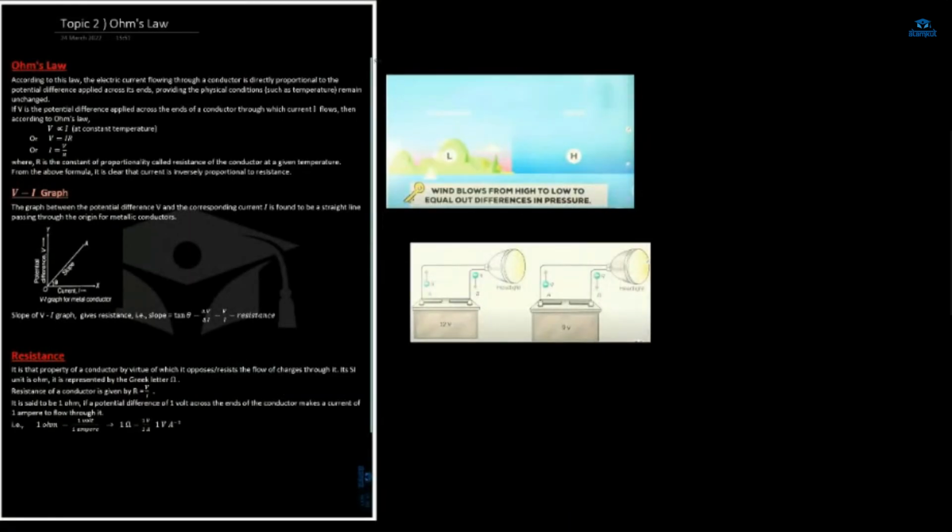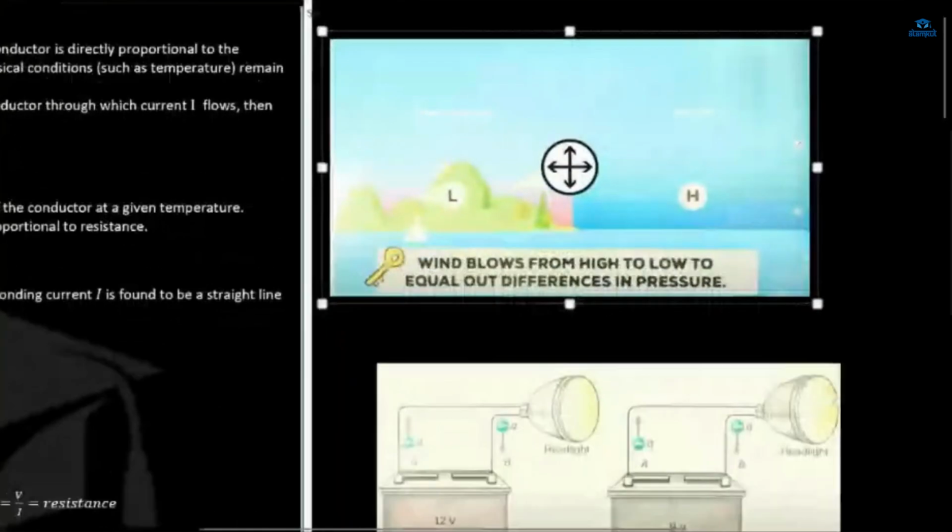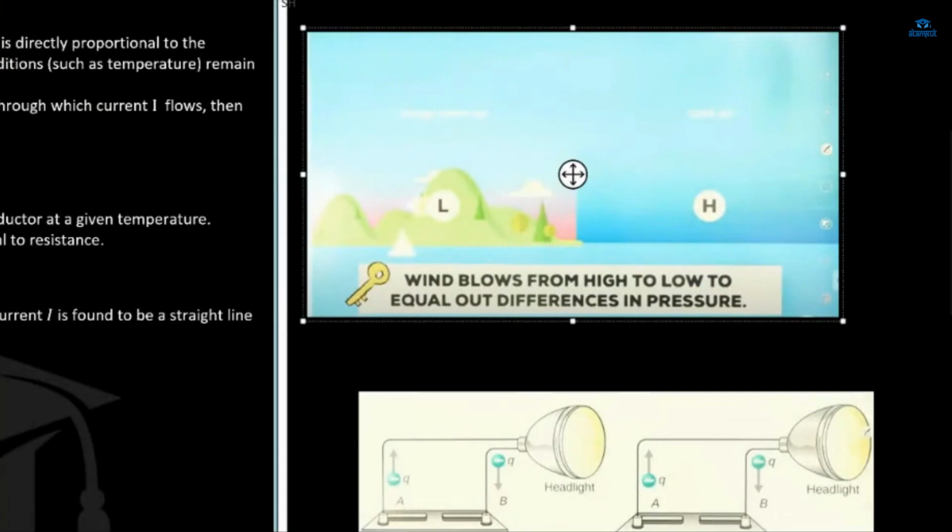Okay, now see, you must have heard in fifth grade or sixth grade about the sea breeze and land breeze. Have you ever studied about sea breeze, land breeze? You must have studied it. How does the air flow?